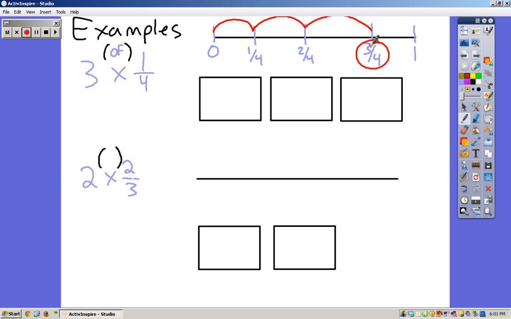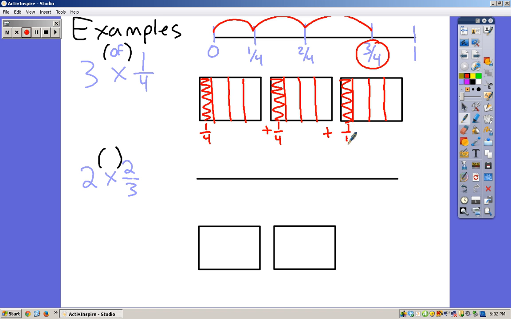Or we can do an area model. 3 times 1/4. We're going to break each one of these area models into 4. So each of these whole numbers is broken into 4s. 3 of 1/4. And shade in 1/4 in each area model. 1/4 plus 1/4 plus 1/4 equals 3/4.